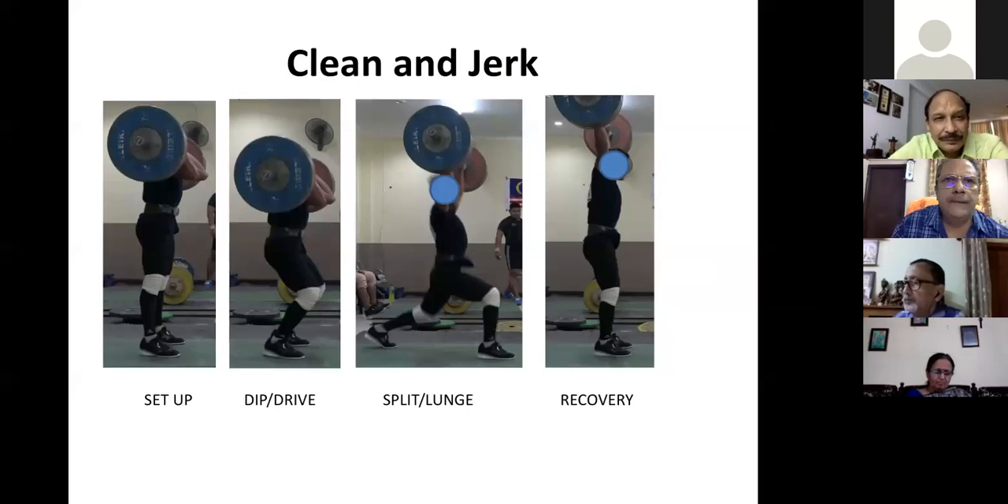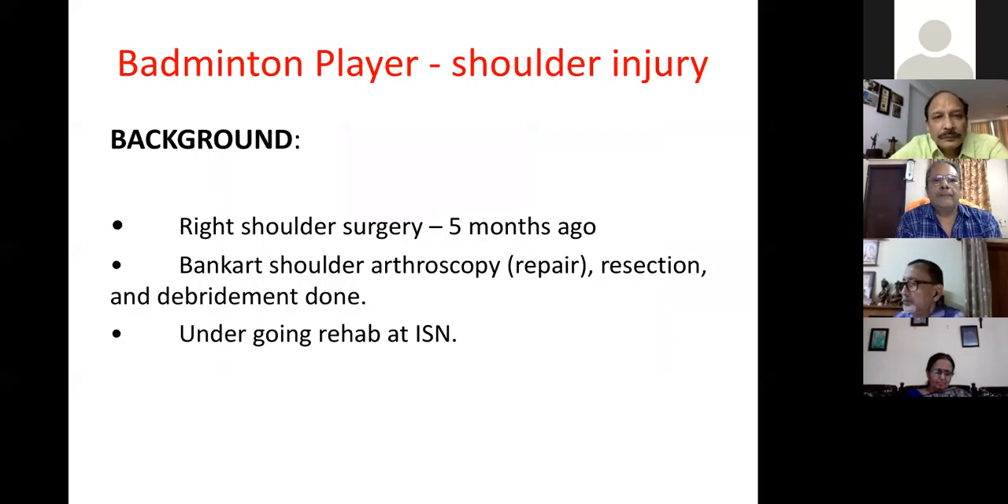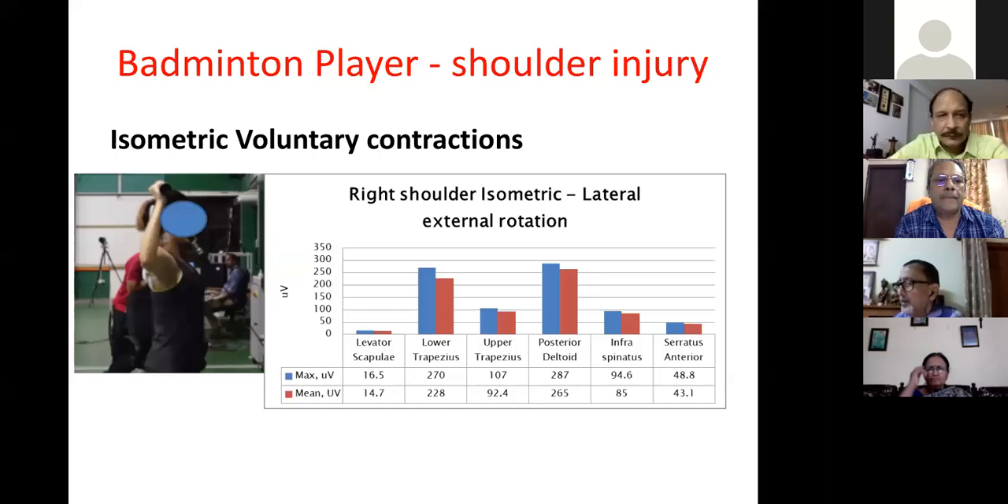So this one is a badminton player with a shoulder injury. This athlete had a shoulder injury 5 months before she came for testing, and shoulder arthroscopy, resection and debridement were done. She was undergoing rehab in Malaysia. Incidentally, after the injury, this athlete, a mixed doubles player, went on to win a silver medal in the Rio Olympics.